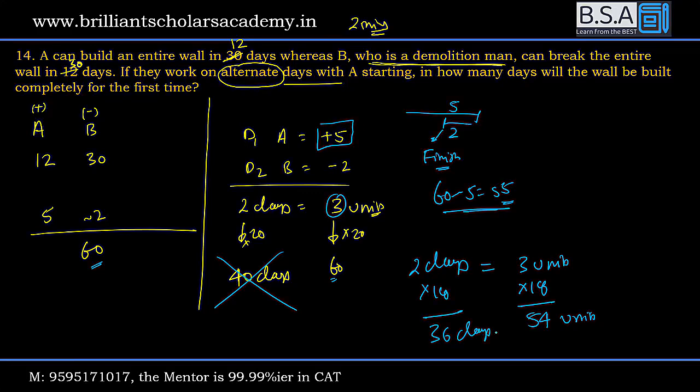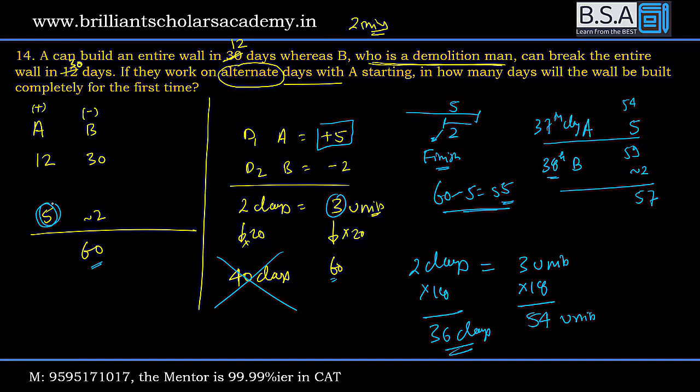36 days. So in 36 days, 54 units are done. On the 37th day, A will come and A will finish 5 units. So 54 plus 5, 59 units are done. 38th day, B will come and will destroy 2 units. So 38 days are done, 57 work is also done. Now when A comes, you see A has a speed of 5. How much is the leftover work? The leftover work is 3.